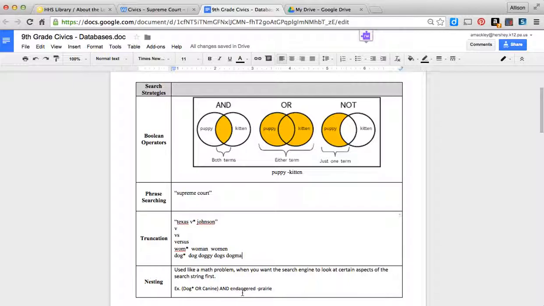So maybe now you're at 1,000 articles. Then maybe you are finding a lot of articles are about endangered prairie dogs, and you're not interested in prairie dogs. You could use the minus sign and prairie, and in that case, it will narrow it even farther for you. So maybe that brings you down to 400 results. So nesting is a way to create a search string and help you use all of the strategies to narrow your results.